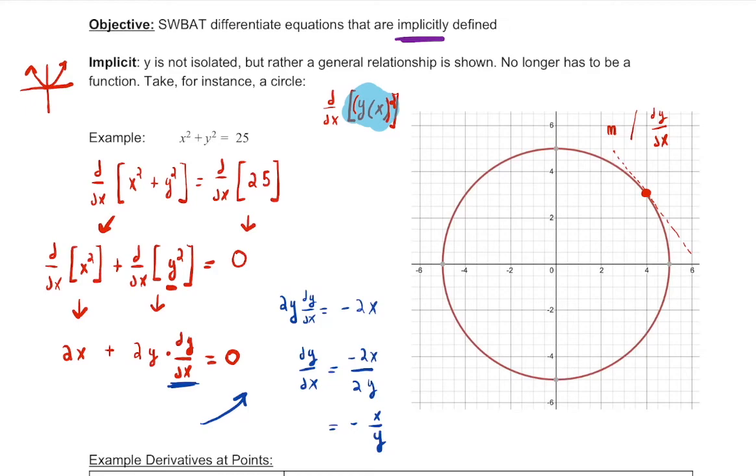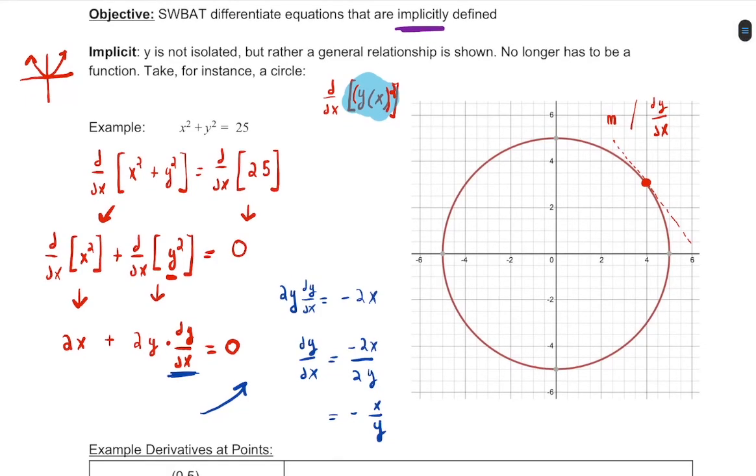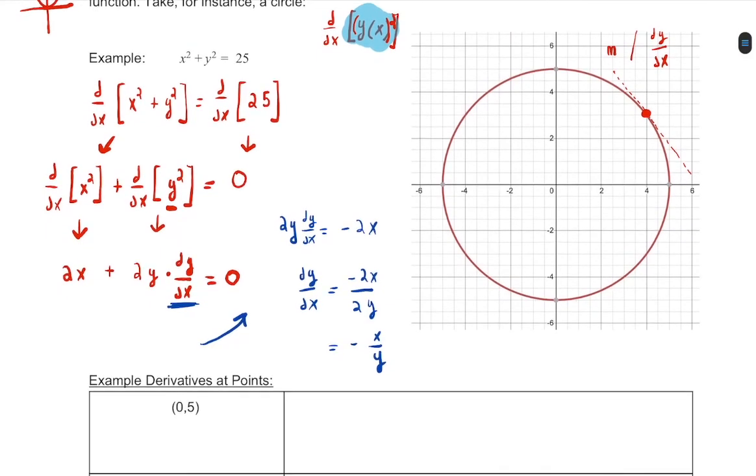So let's check a few of these to make sure that this makes sense. If we look at the point 0, 5, well, that should tell us that the derivative of y with respect to x, which is negative x over y, is negative 0 over 5 equals 0. So what that's telling us is we should have a horizontal tangent line when x equals 0 and y equals 5. And we do. We have a horizontal tangent line there. We have a slope equal to 0.